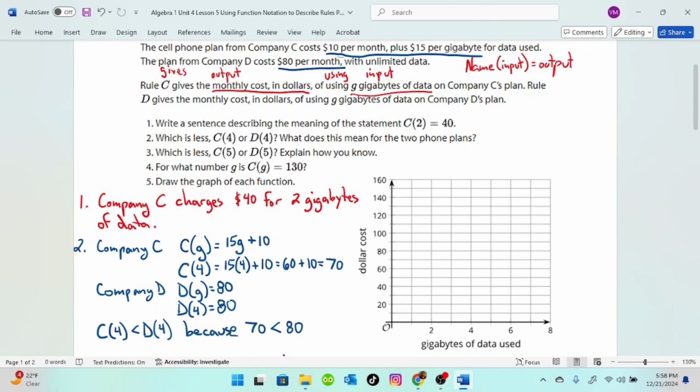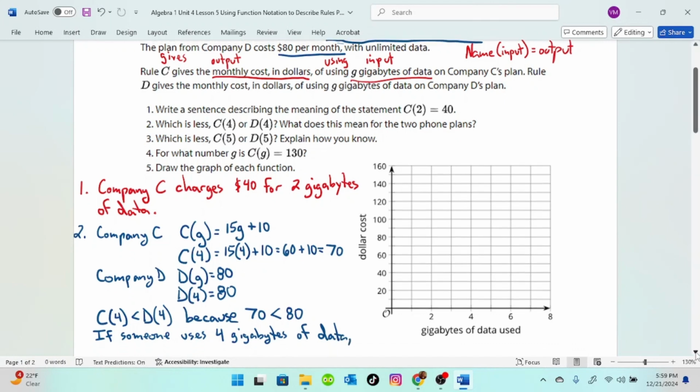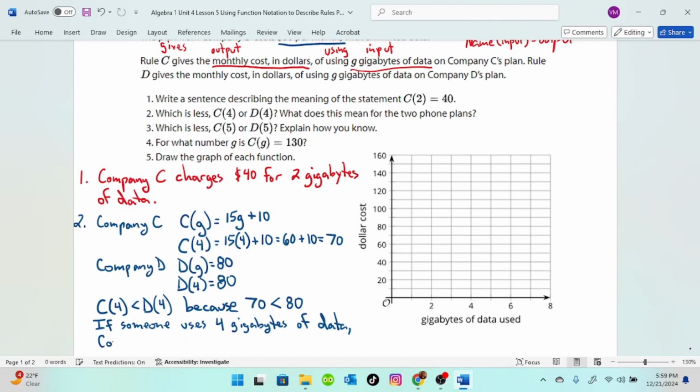What does this mean for the two phone plans? If someone uses 4 gigabytes of data, company C is cheaper for them. That's what it would mean.